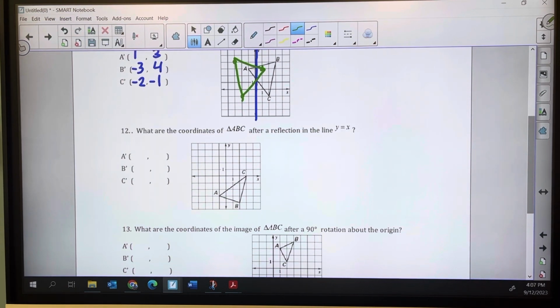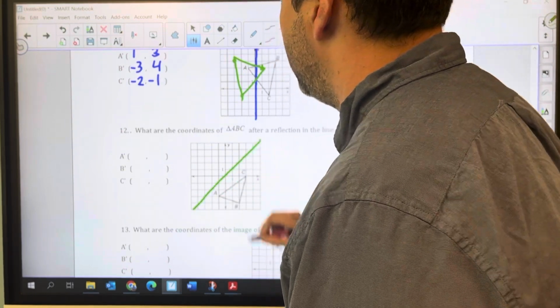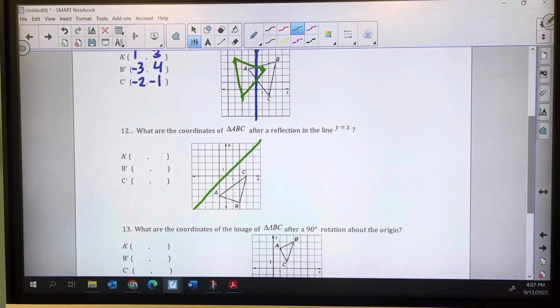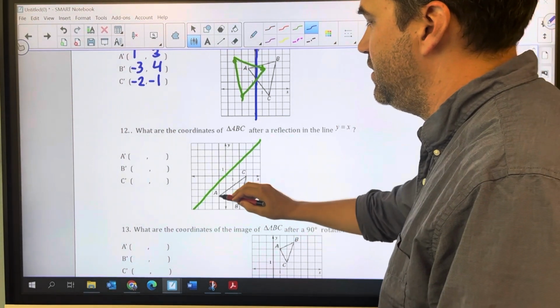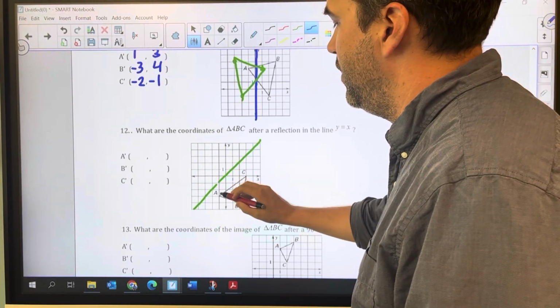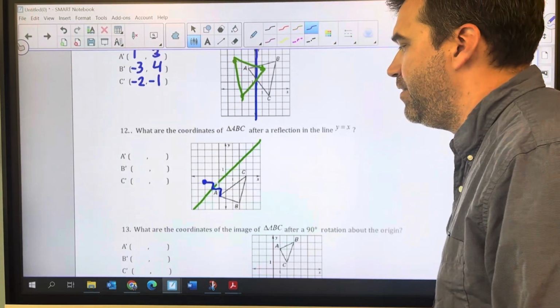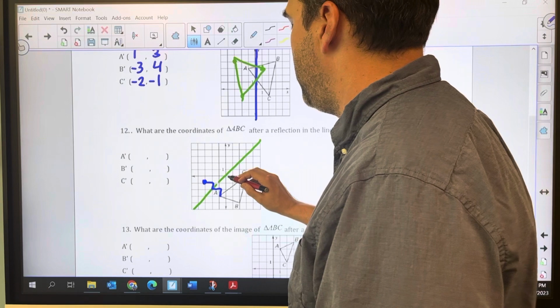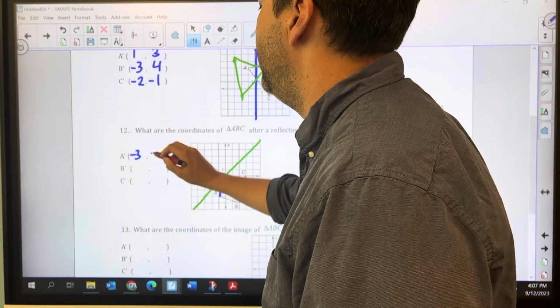What are the coordinates of A, B, C after the reflection on the line y equals x? Y equals x, there's that diagonal right there, slope of 1 through the origin. And when I want to reflect across that line, again, we talked about the rule in class, but we can also just talk about going up 1 over 1, up 1 over 1, and reflecting to right there. So that A prime becomes 1, 2, 3, 1. Negative 3, negative 1.